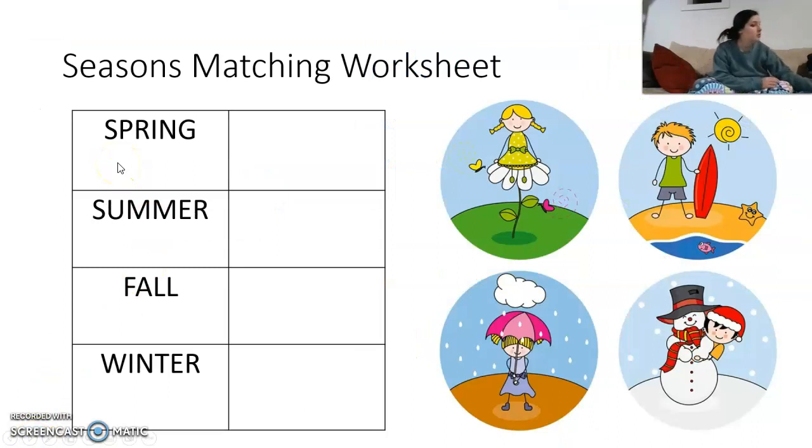So, you all should have this worksheet. What you're going to do is cut out each of these 4 little circles that have the person in them, and you're going to cut them out and glue them to the spring, summer, fall, or winter. So, which one of these is winter, which one of these is fall, and which one's summer, and which one's spring. You all should have this paper. This worksheet.